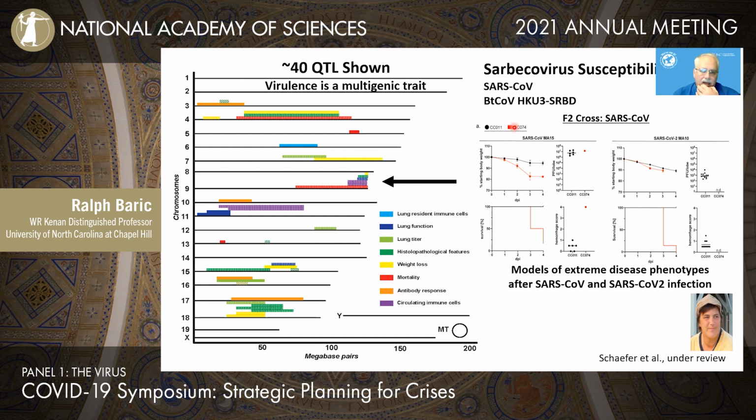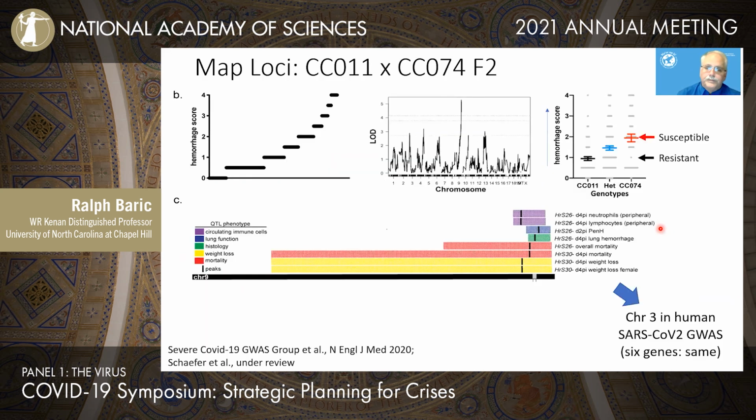This was determined by setting up an F2 cross between 2 extreme phenotype CC lines. CC011, for example, is highly resistant to SARS coronavirus 2003 and SARS coronavirus 2 mouse-adapted strains. In contrast, the CC074 strain not only loses weight, but also has high rates of mortality, both with SARS-1 and SARS-2. So you can cross these, make 300 F2 mice and begin to map loci.